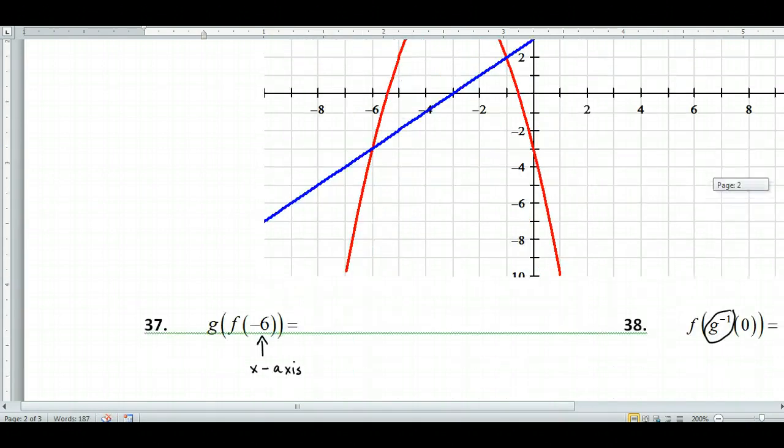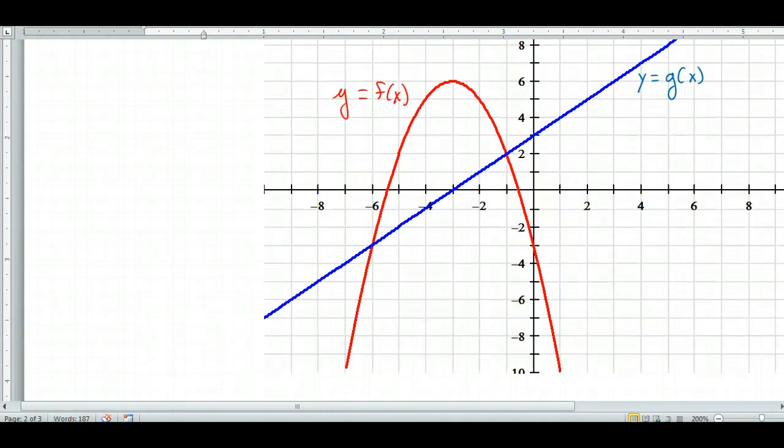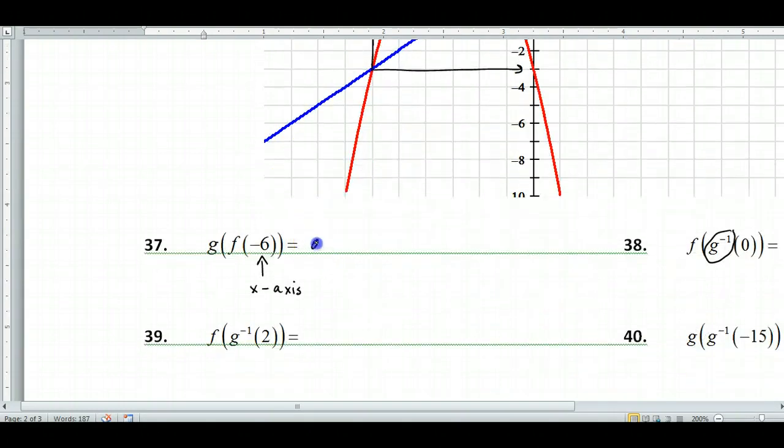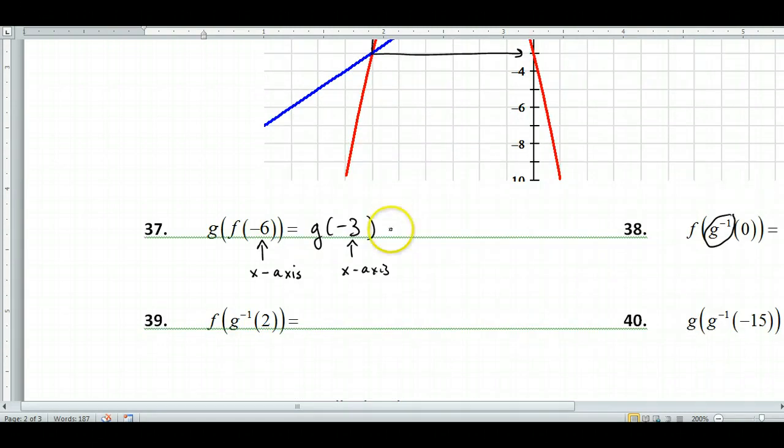Okay, all right. So this is the input of f. So I'm going to -6, and I'm trying to find the output of f. So the output is -3. So this is g of -3, and here again, this is on the x-axis. It's an input, right? But now it's a function g. So I'm going to -3, and look, the output is right there. So it is 0.